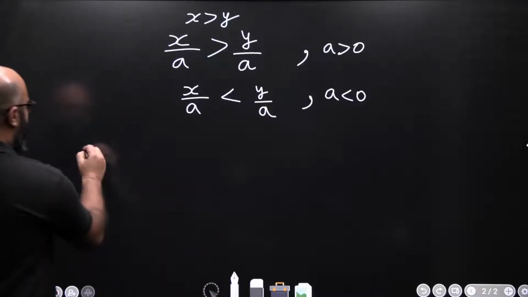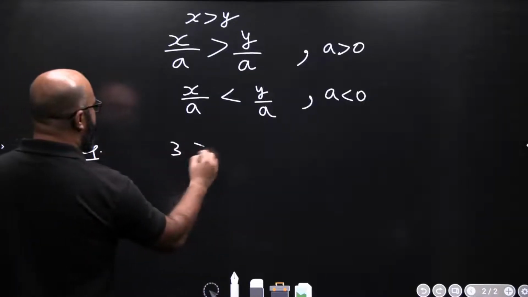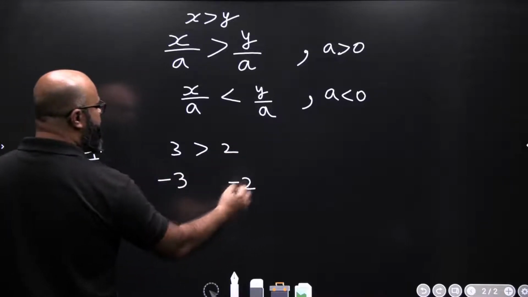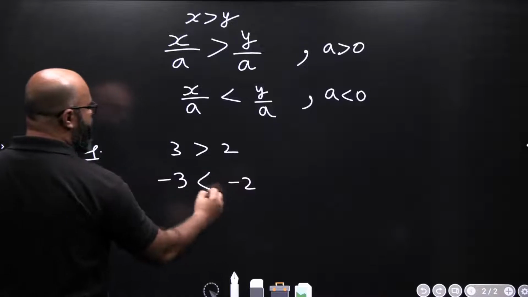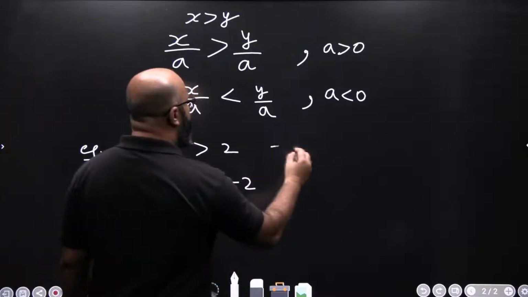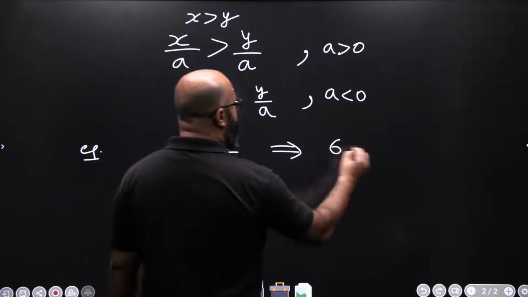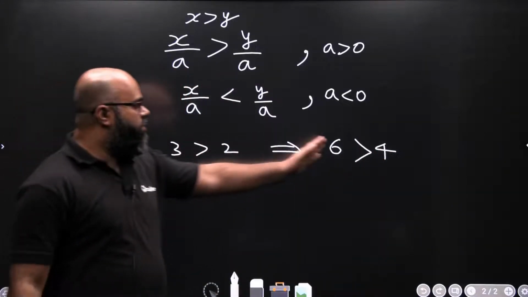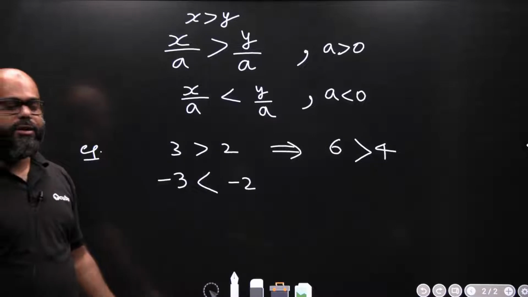You can take an example also, like we have 3 which is greater than 2. Now you multiply by minus 1. So minus 3 and minus 2, which is greater? Of course, minus 2 is greater. But if you multiply by 2, 6 and 4, which is greater? 6 is greater. So the inequality doesn't reverse here, but the inequality gets reversed here.